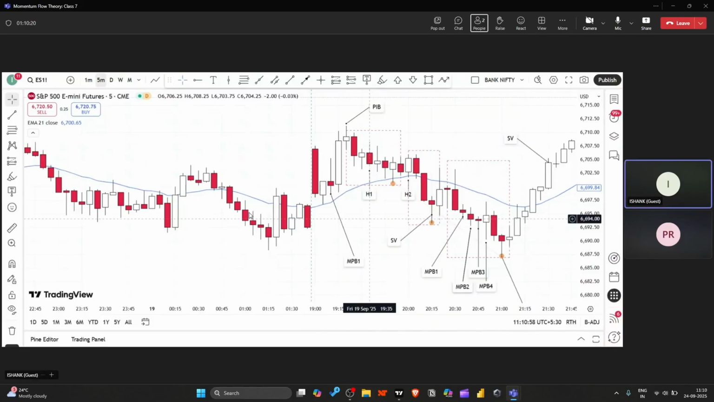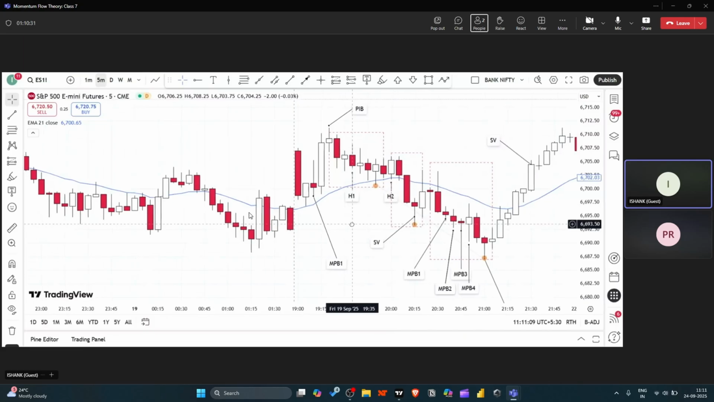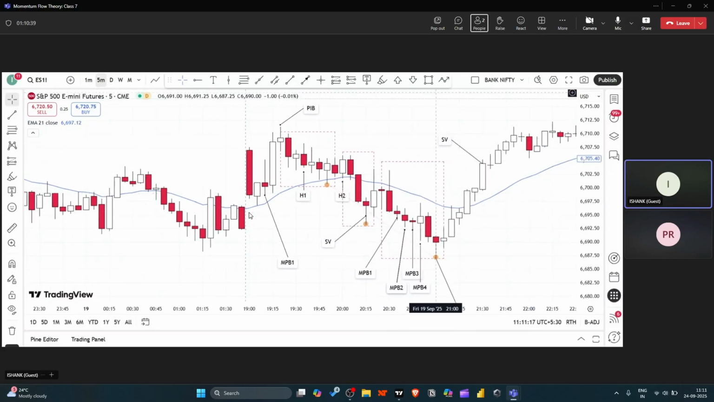How many MPBs are there? MPB1, MPB2, MPB3. So already three MPBs have been passed. But the spike is still going on. Yeah, this is where it ended. So we got four MPBs. That, sorry, fourth MPB turned into a PFB.